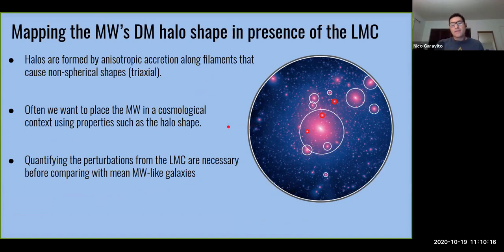Often, the best halo that we can map is the Milky Way, so we would like to compare the shape of the Milky Way with the simulations and the theory, right? But as I have said, the Milky Way is in the presence of this ongoing merger with the LMC. So before we compare with the theory, we really need to know what the LMC is doing to the shape of the Milky Way.